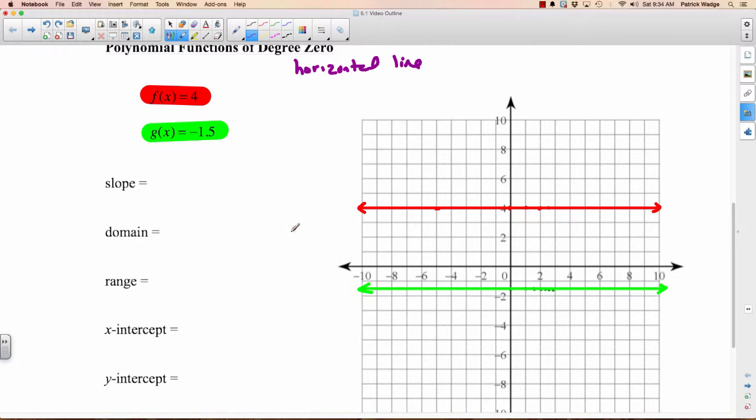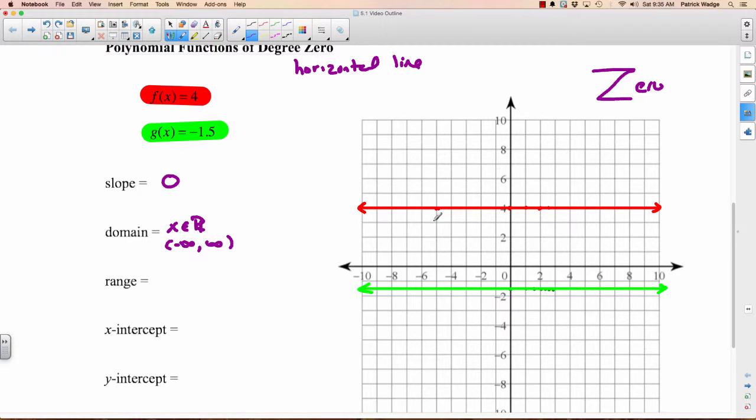What's the slope of that line? Do you remember what the slope is of a horizontal line? Well, you can turn a horizontal line into a zero. So the slope is 0. What's the domain? It goes forever to the left, goes forever to the right. That means the domain is x is an element of all real numbers, or from negative infinity to infinity.